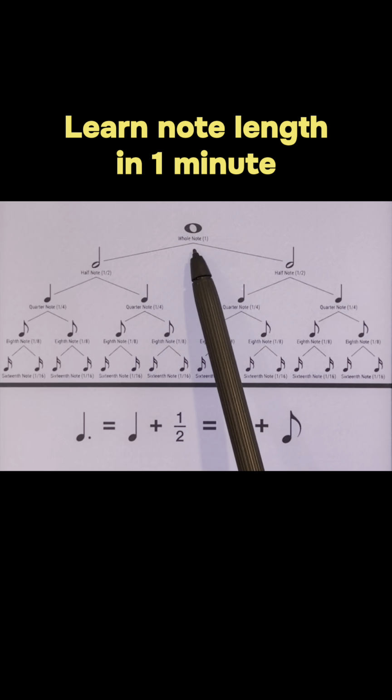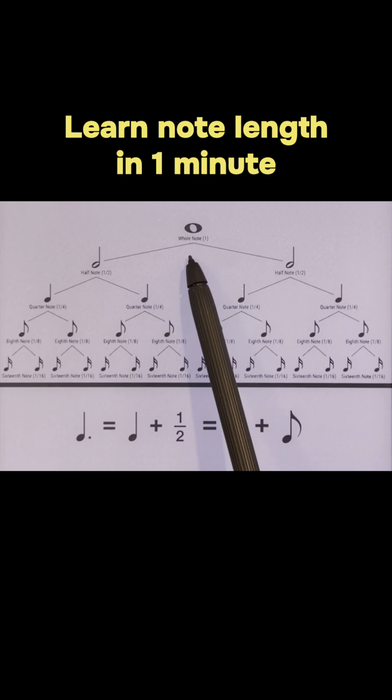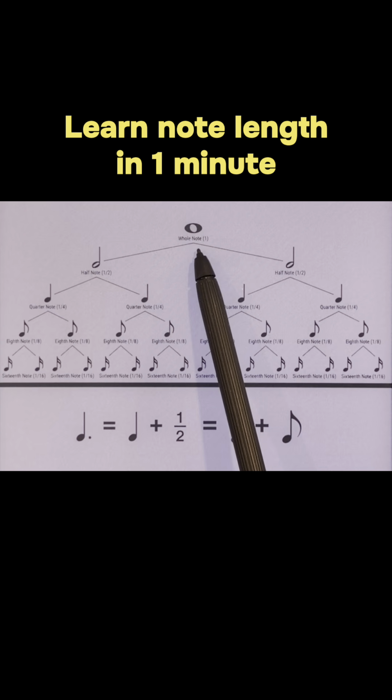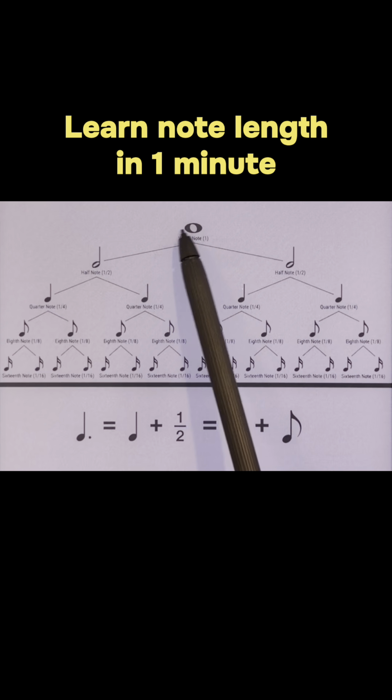Note values are like cutting a pizza. You start with one whole pizza, and every time you cut it in half, the pieces get smaller. That's literally what rhythm is. Let's start at the top. This is called a whole note.